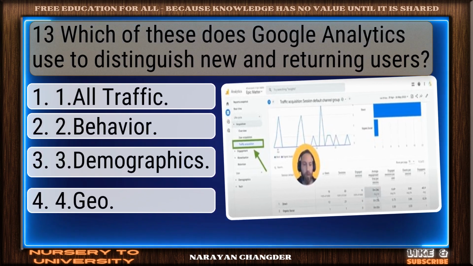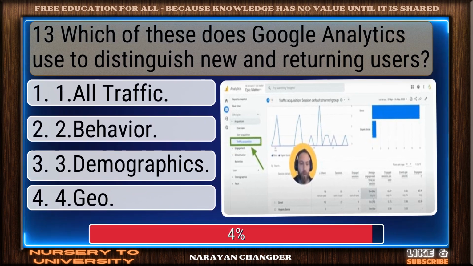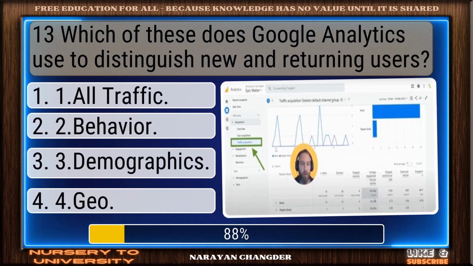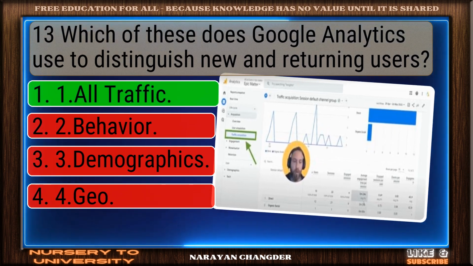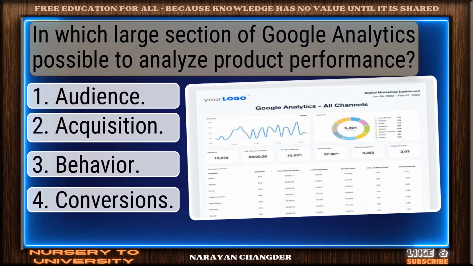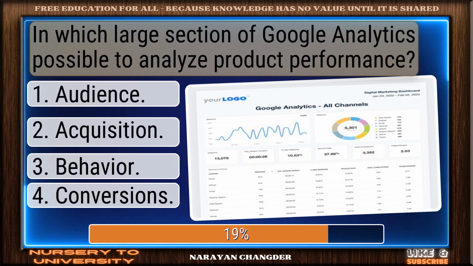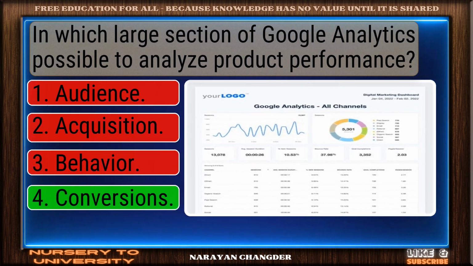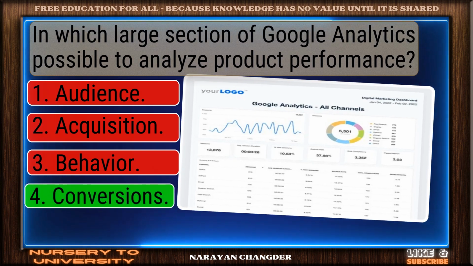13. Which of these does Google Analytics use to distinguish new and returning users? Good job, 1. All traffic works well here. In which large section of Google Analytics is it possible to analyze product performance? Great job. Conversions is the accurate answer.